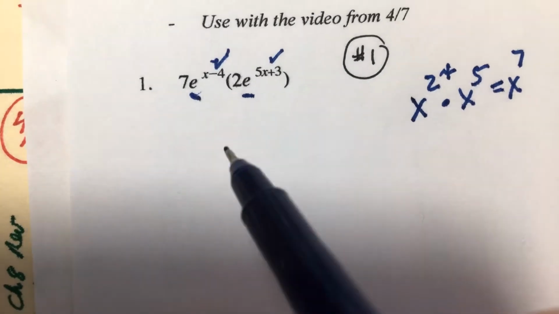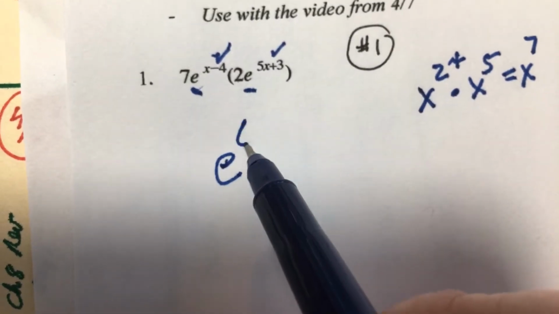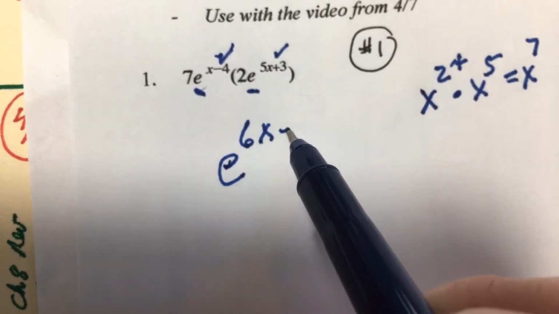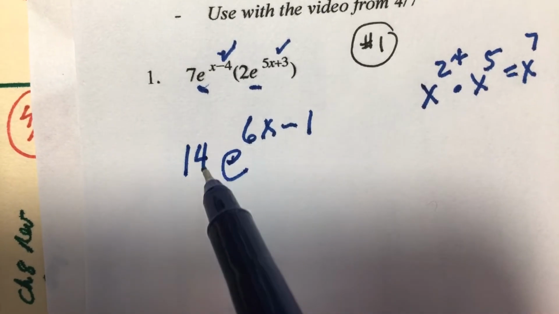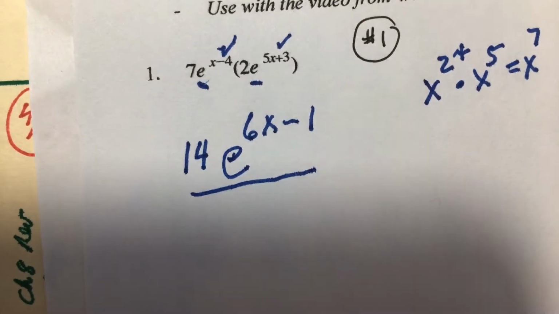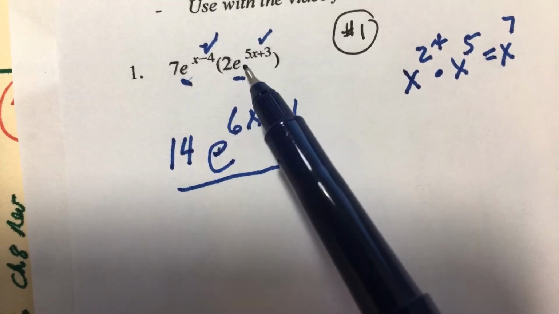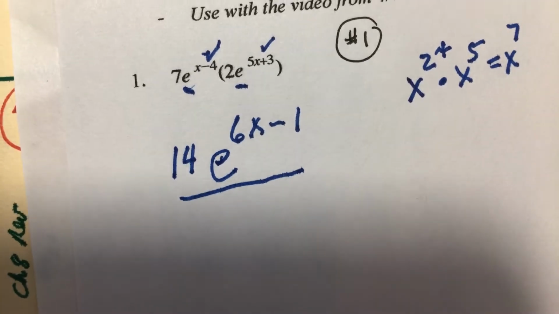We would add those together and we would get x plus 5x. We would get an exponent of 6x, and then minus 4 plus 3, we would get a minus 1. Then the 7 and the 2, we would just multiply together like normal, and we get an answer of 14e raised to the 6x minus 1. So just treat these e's just like they were x's, and if we're multiplying here, we just add those exponents.